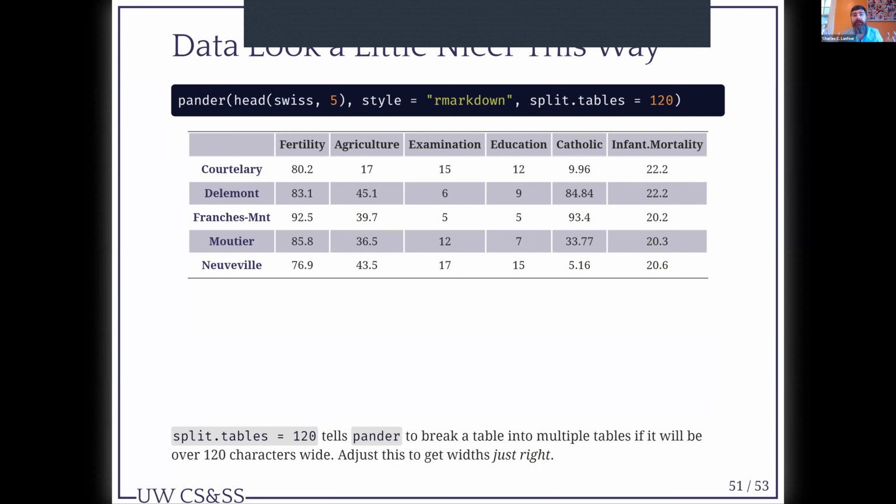So tables look a little bit nicer this way. You could put anything you want in here, like head Swiss, the first 5 observations of the Swiss data set. Pander, and now you get a nicer looking table like this, okay?